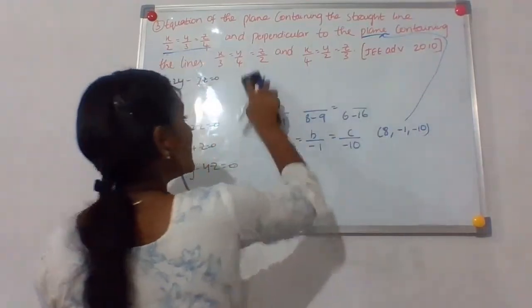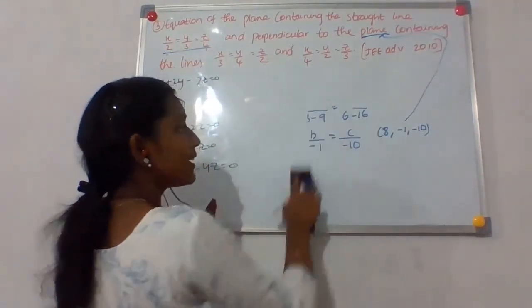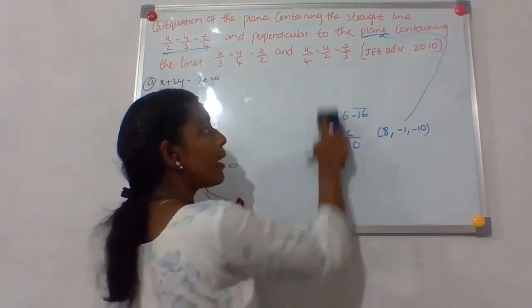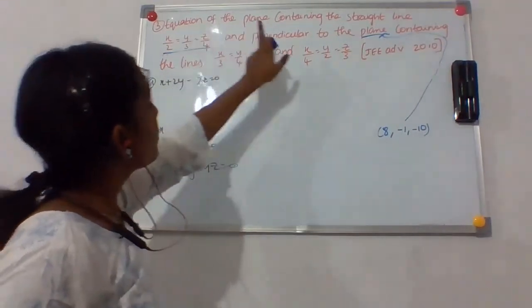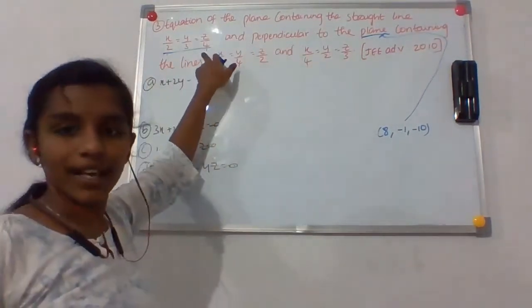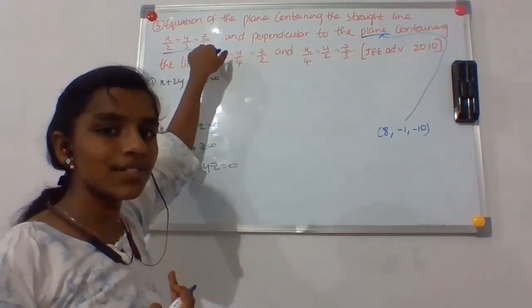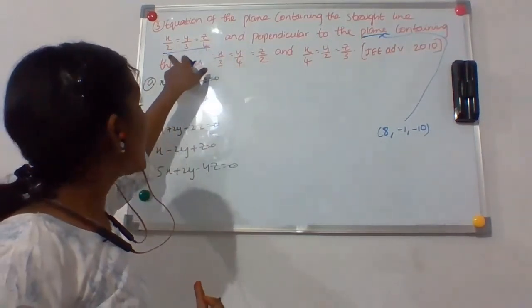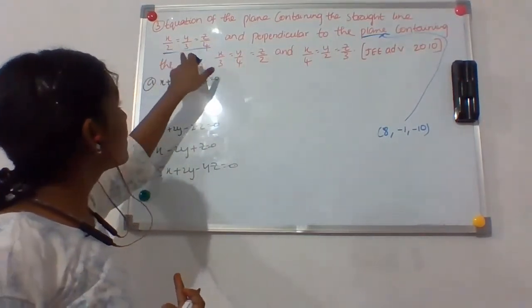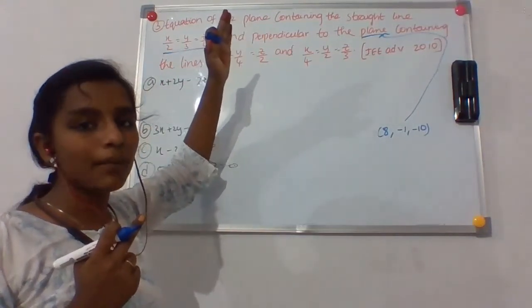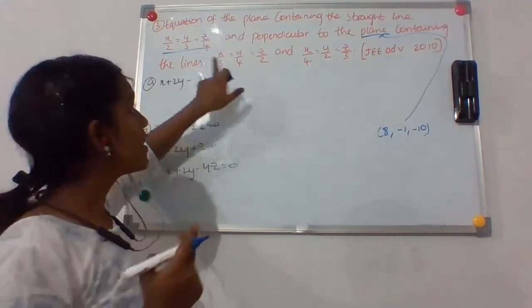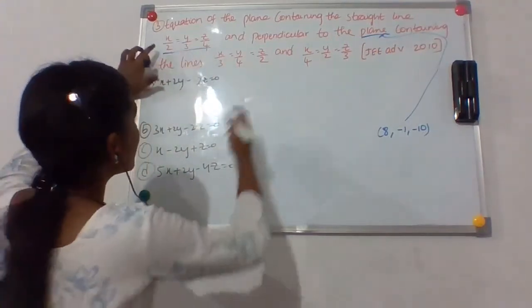And now the first condition that I have got about the required plane. What is it? That is, the plane contains this straight line, right? The plane contains this straight line. That is, the line's DRs and the normal of the required plane are perpendicular, right? So let me apply the same perpendicular condition.